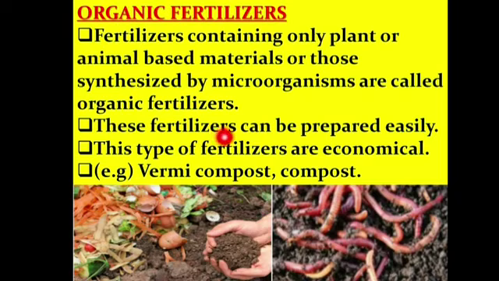These fertilizers can be prepared easily. This type of fertilizer is very economical. So it is cheap, and examples of organic fertilizer are vermicompost or compost. The thing which we prepare from the peels of vegetables and kitchen waste is also called organic fertilizer. This is the vermicompost, the fertilizer that we get with the help of earthworms. So these are organic fertilizers.